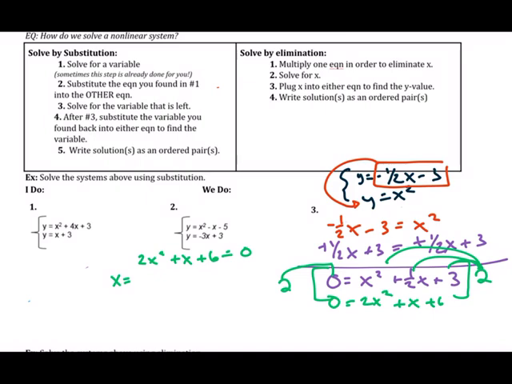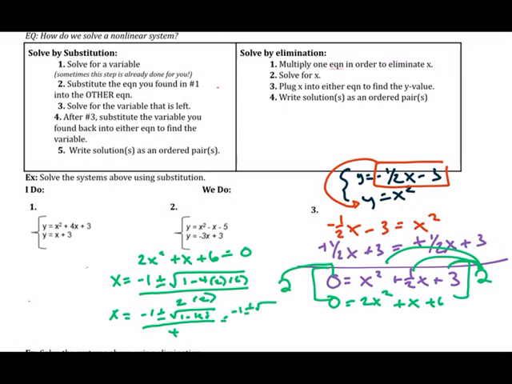So x equals, the opposite of b is -1 plus or minus the square root of b squared. Well, b is 1, 1 squared is still 1. Minus 4 times a is 2 times c is 6 all over 2a. So 2 times 2. So x equals -1 plus or minus the square root of 1 minus 4 times 2 times 6, or 8 times 6, which is going to be 1 minus 48 over 4. Well, this is going to equal -1 plus or minus the square root of -47 over 4.